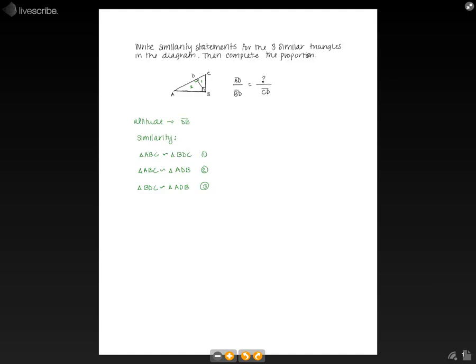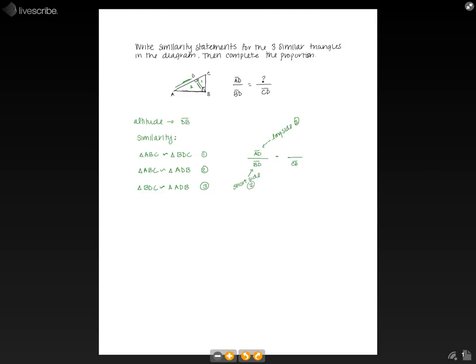Okay, so now we need to finish this proportion. So it says AD over BD is equal to something over CD. Okay, so AD is this side right here, and BD is this side right here. So that's the long side of triangle 2. So this is the long side of 2. And this right here is the short side of 2.